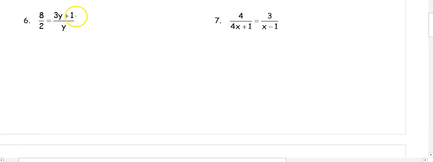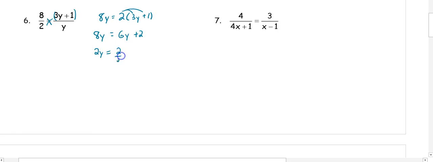So number 6, we want to do the same thing where we're going to put parentheses around the (3y plus 1), and then I'm going to cross multiply. So I have 8y is equal to 2 times the quantity 3y plus 1. So I get 8y equals, when I distribute, 6y plus 2. I can subtract 6y from both sides. So I get 2y equals 2. When we divide by 2, y equals 1.